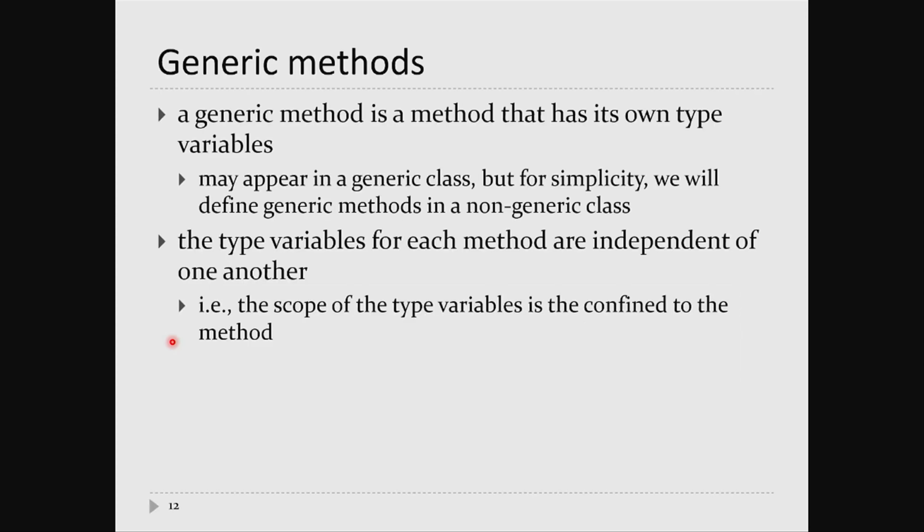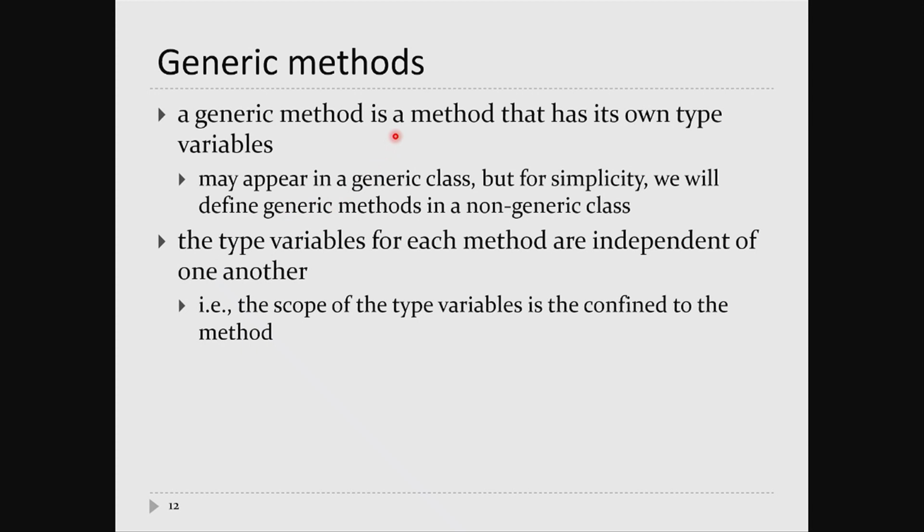The next part here is generic methods. So we've implemented some generic interfaces. So that's an interface where the user is able to specify a type or multiple types. We've implemented generic classes. So again, that's a class where the user is able to specify a type or types. There's also generic methods in Java. So a generic method is a method that has its own type variables.